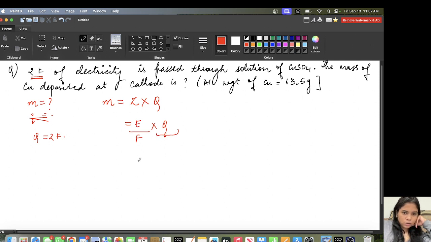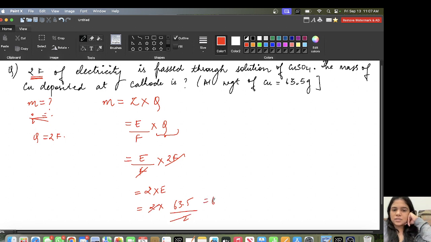What is Q here? 2 Faraday, right? E by F into 2 Faraday. F and F get cancelled. 2 times equivalent weight will be your answer. What is equivalent weight here? 2 into 63.5 divided by 2, which will get cancelled, and you will get 63.5 grams.